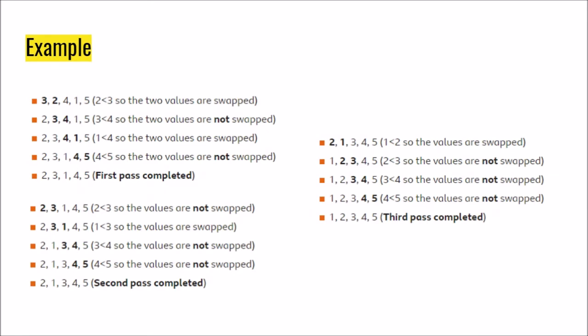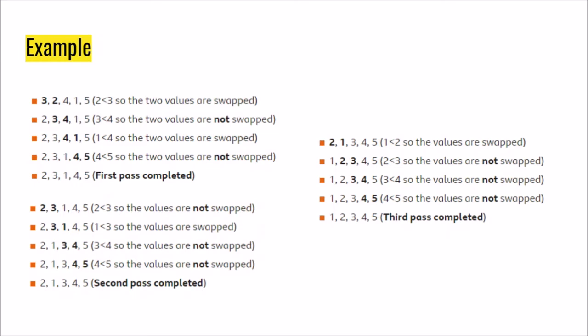Right, so let's look at an example. So the highlighted numbers are the numbers we're comparing. So look at the first one, 3 and 2, we'll have to swap them. 3 and 4 we don't have to swap. 4 and 1 we would have to swap. And then once you get to the end of this, we can see the first pass is completed. So this is what we say when we reach the end of our list the first time.